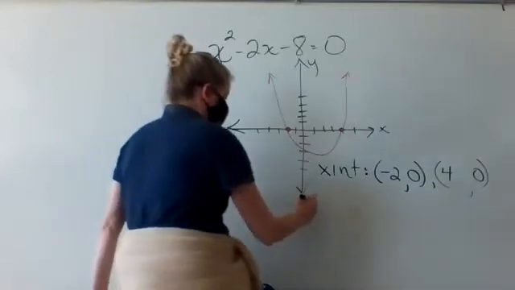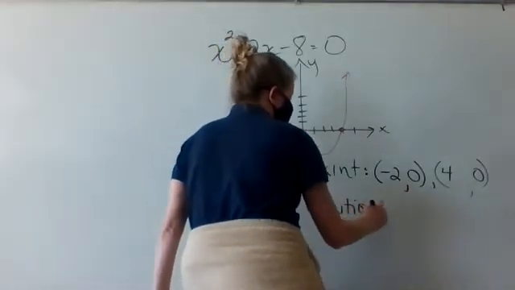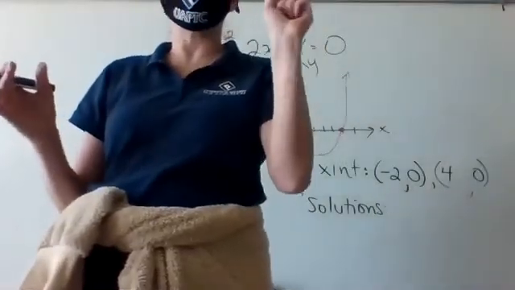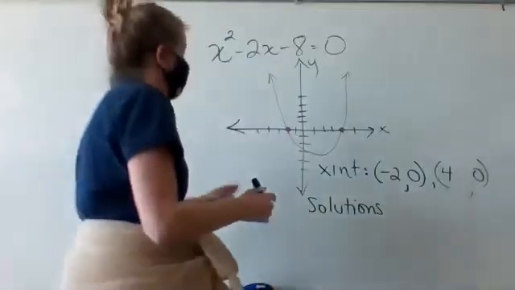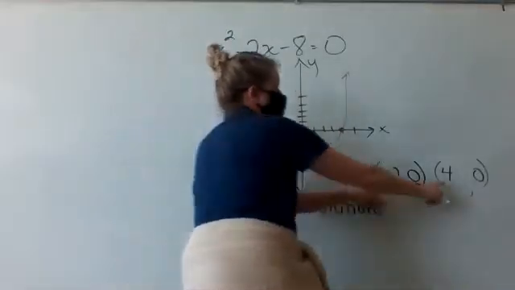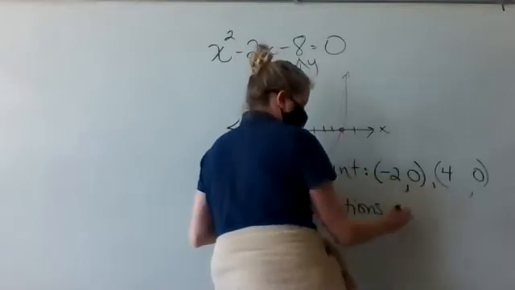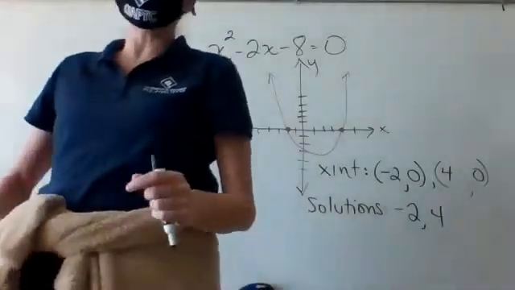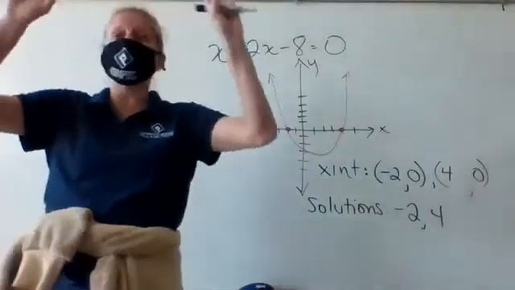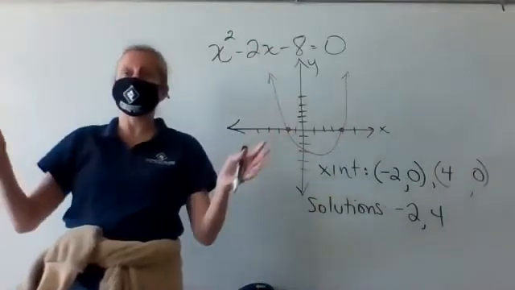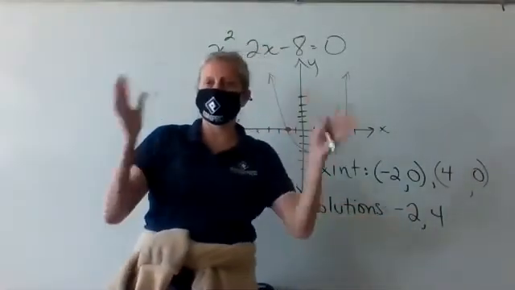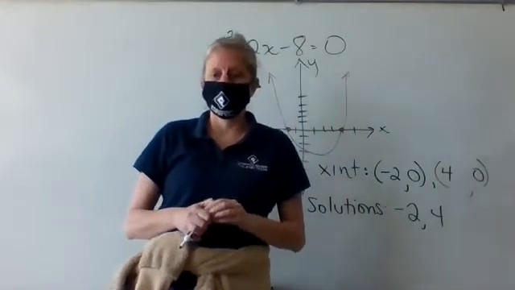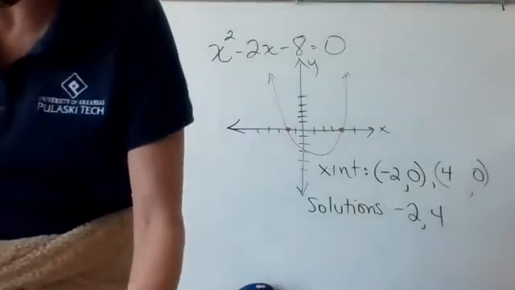And then it asks for what are the solutions? When it's talking about the solutions, it's not wanting the points, it's just wanting the 2 numbers that are the solutions or the answers to this quadratic function, which is totally related to its x-intercepts. The solutions are just -2 and 4. And you do not put parentheses around that, because you do not want to try and tell MyMathLab that this is a point as an ordered pair.